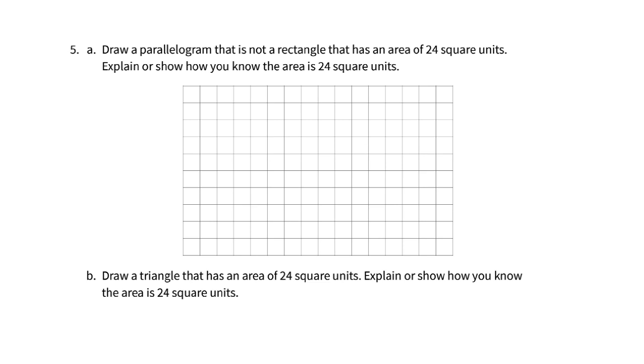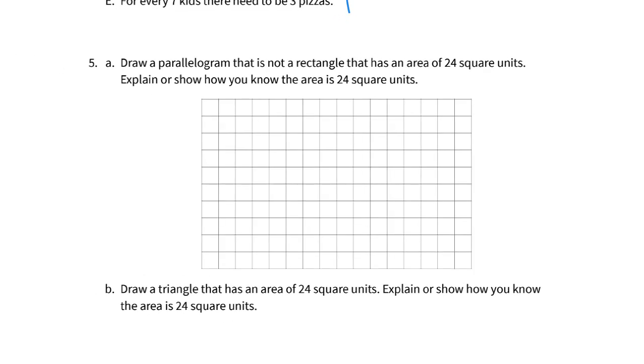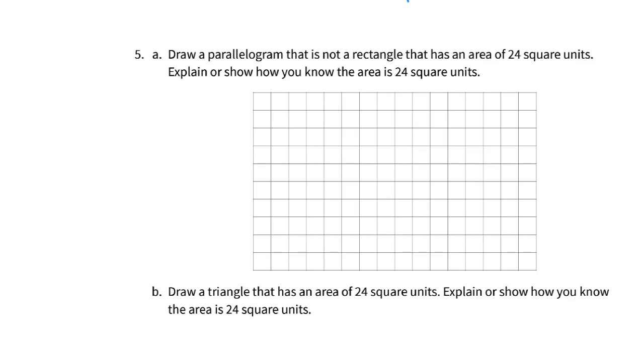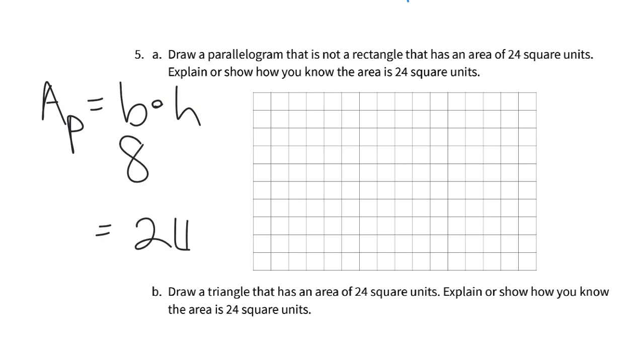an area of 24 square units. All right, so we know that the formula for the area of a parallelogram is base times height, right? The area of a parallelogram is base times height, and we want the area to be 24, which means we can have a base of 8 and a height of 3.